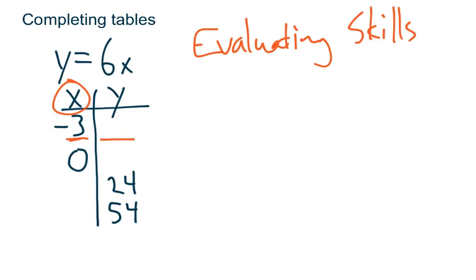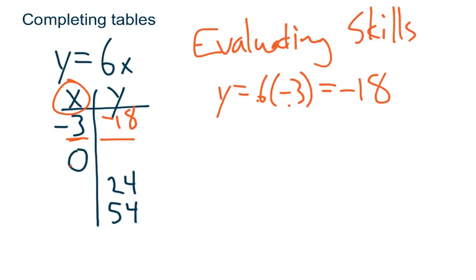So what we just do is we take these values and we plug them in for x. Y equals 6 times -3. 6 times -3 is -18. And that is what we put there, -18. Now we do the same thing. Y equals 0. So 6 times 0 is equal to 0. And we have evaluated and completed the table.